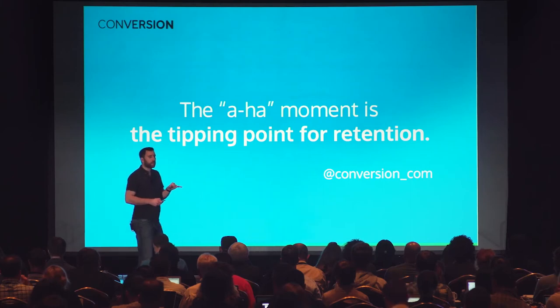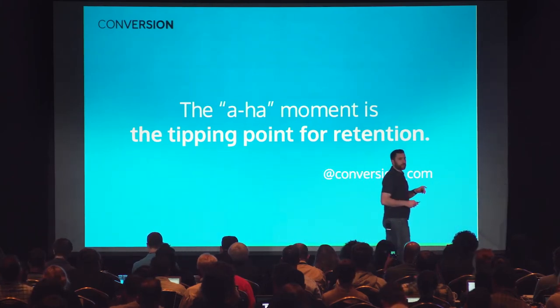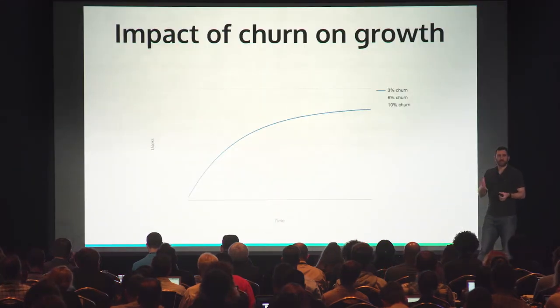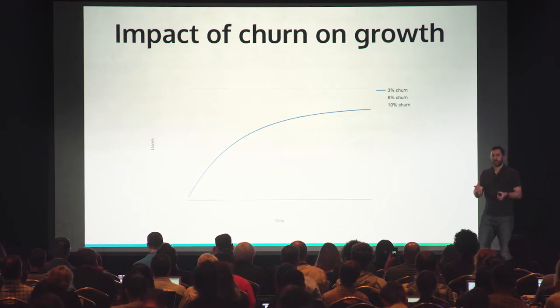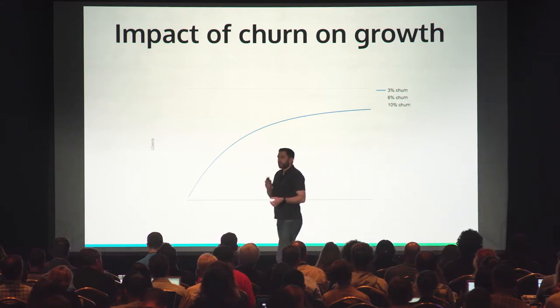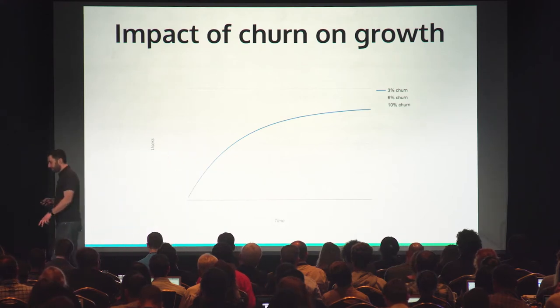Essentially, that aha moment is the tipping point for retention. And I want to just take a quick detour to focus on retention because that is super important in SaaS businesses. Retention is the idea that you keep the customers that you have and nobody churns, or as few people as possible churn. So in this graph, we have a very simple example. We are signing up 100 new customers every single month, but also every single month, we lose 3% of the total. And you can see what happens.